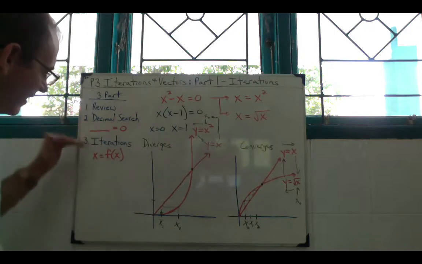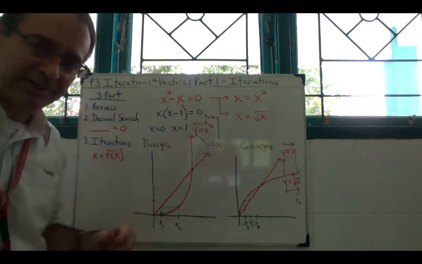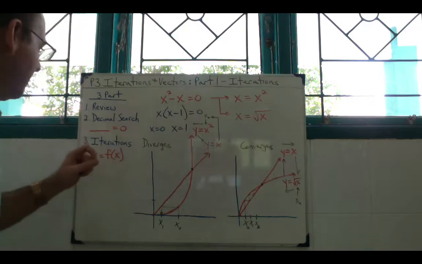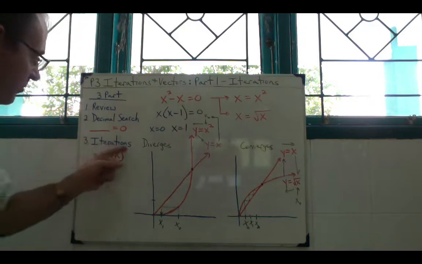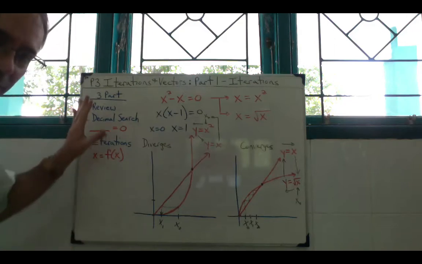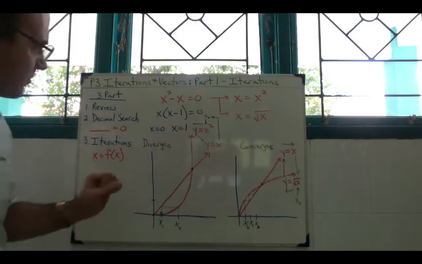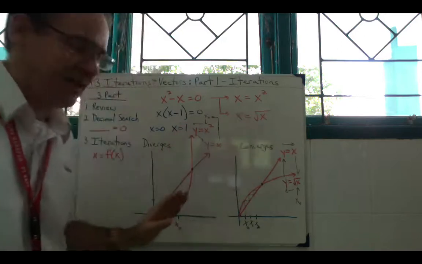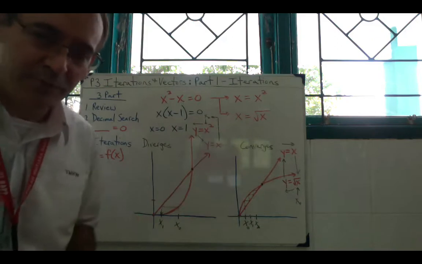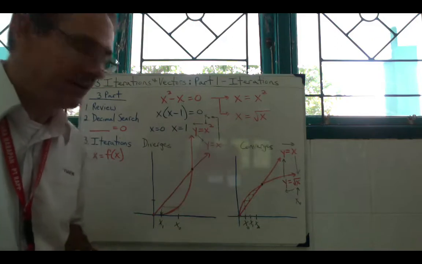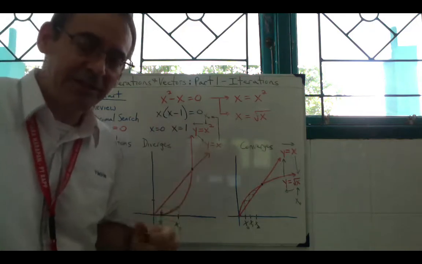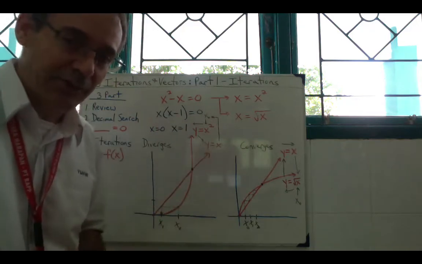Then the second and third parts are quite consistent. In the second part, you do what's called a decimal search. And then in the third part, you do the actual iterations formula itself. So we'll look at these a little bit later. Right now, I want to help you understand the concepts before we move into the skill part. So the concept of what is an iteration and why do we do it?